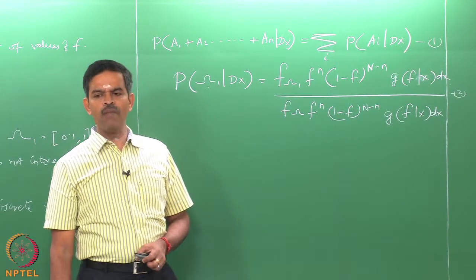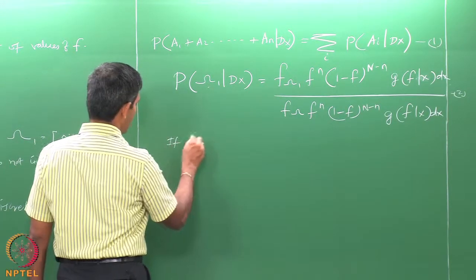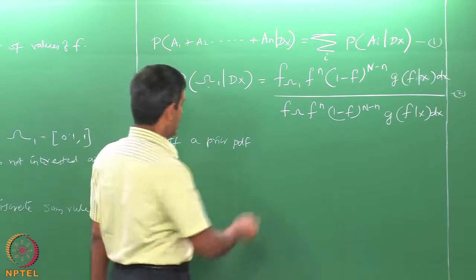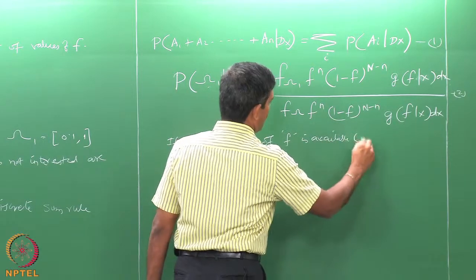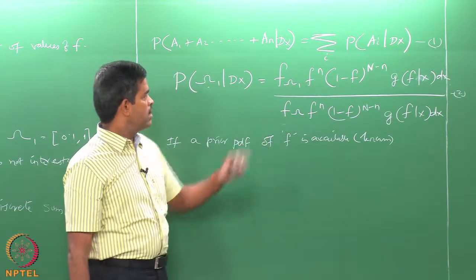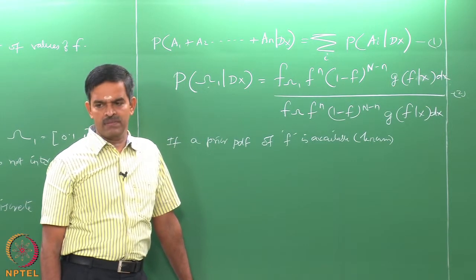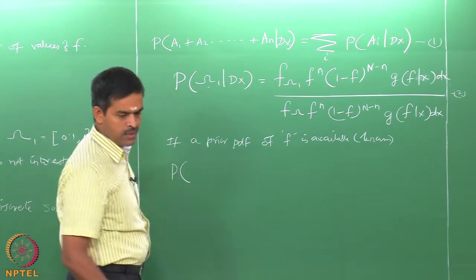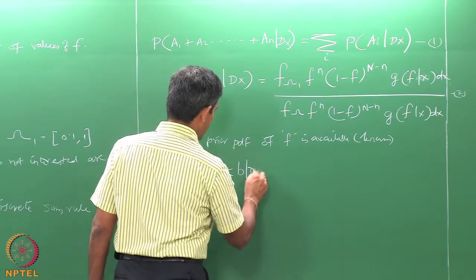In case a uniform prior PDF is available to you for a single parameter f, that is, if a prior probability density function of f is known to me, then the integral given in equation 2 reduces to an incomplete beta function. Let us say that is given by probability of a less than f less than b given dx.